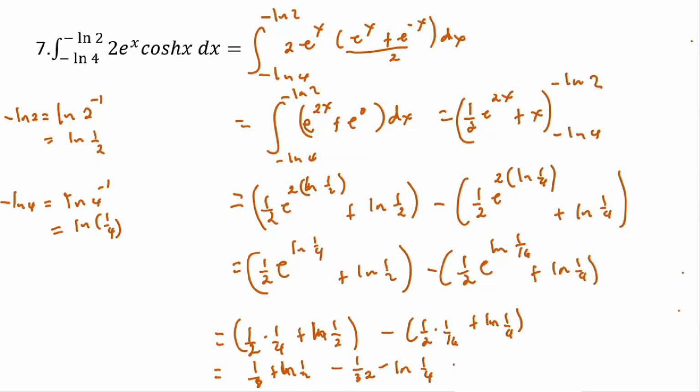So combining like terms, 1/8 minus 1/32 is equal to 3 over 32, and ln of 1/2 minus ln of 1/4 according to the rules of the natural logarithm. So when the sign is minus, we are going to divide. So we can divide now ln of 1/2 by ln of 1/4, and the quotient for that will give us the value of ln of 2. And therefore, the final answer now is 3 over 32 plus ln of 2.